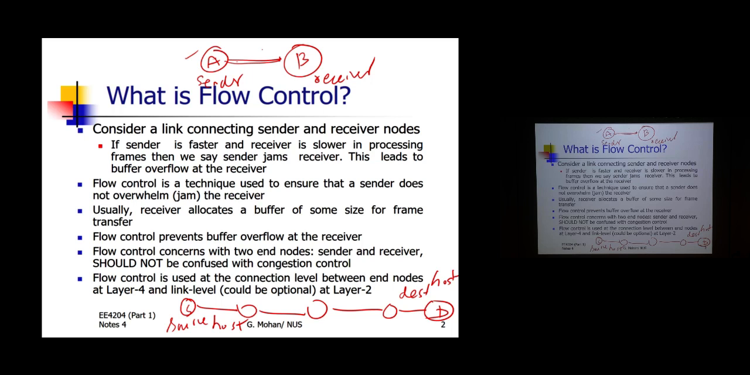This leads to what is called the flow control problem. Usually the receiver has some buffer for flow control purposes. So even if the sender is faster, the receiver can buffer, as long as the buffer can hold. Beyond that, it has to drop the frames. It's a potential issue.